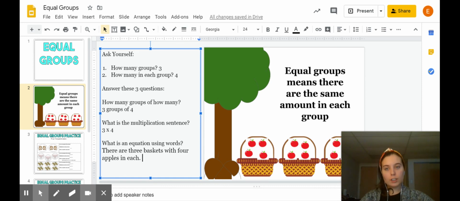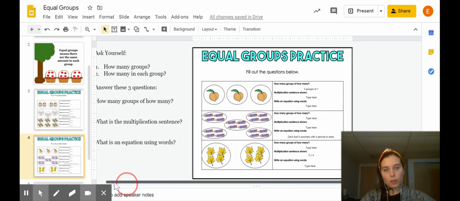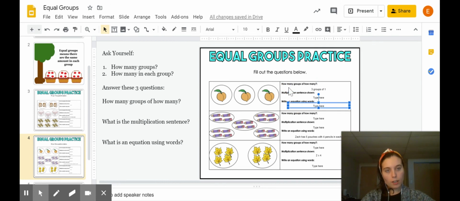So again, you first ask yourself how many groups, then how many in each group, and then you can answer the three questions: how many groups of how many, multiplication sentence, and write an equation in words. For slides 3 and 4, you are going to have those questions next to the problems to help you remember to ask yourself how many groups and how many in each group. Each example has the three questions next to it. All you have to do is type it in there.